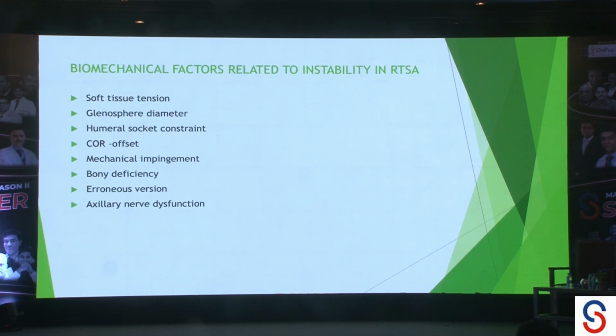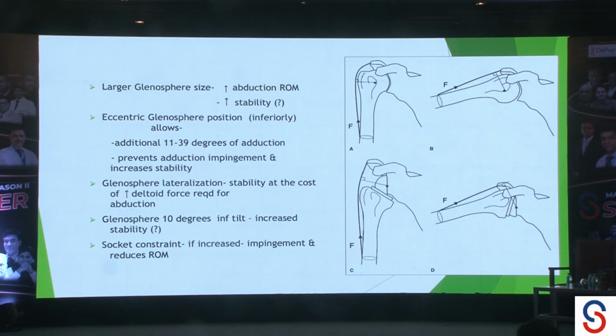As we know, a larger glenosphere diameter is supposed to give more stability and more range of motion. An eccentric glenosphere position, if we put it a little inferiorly, is supposed to give more stability and avoid inferior scapular notching. It prevents adduction impingement. Glenosphere lateralization, again, is case to case. It is supposed to give more stability, but at the cost of increased deltoid force required for the abduction movement.